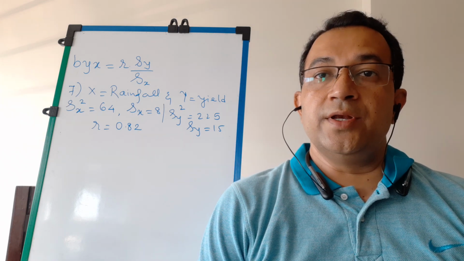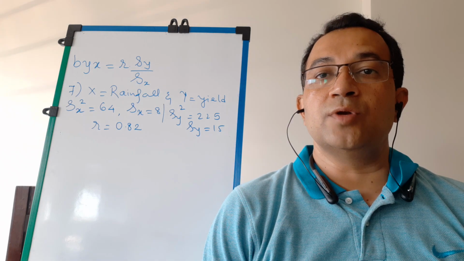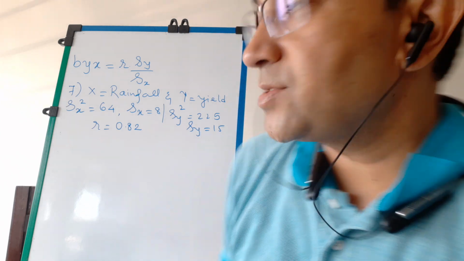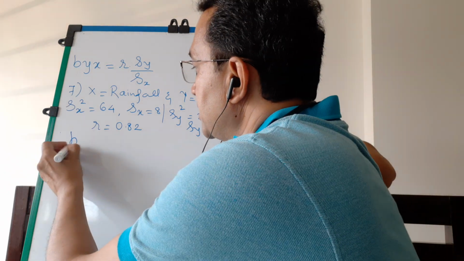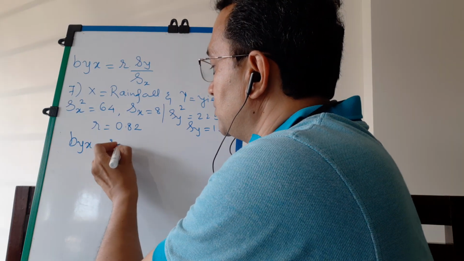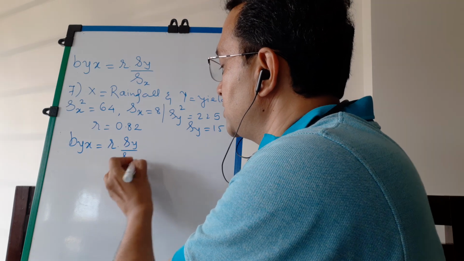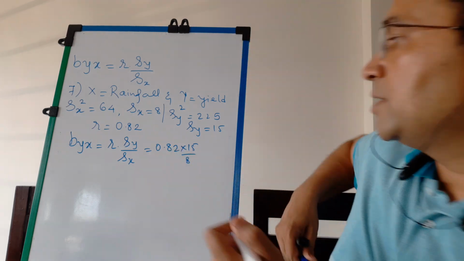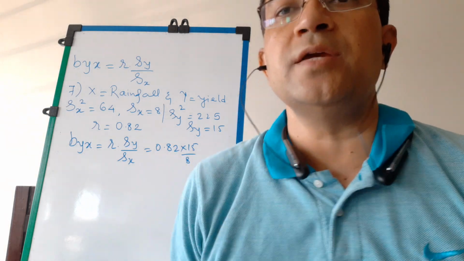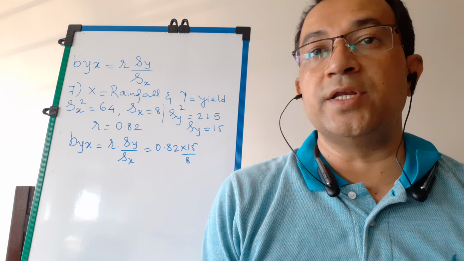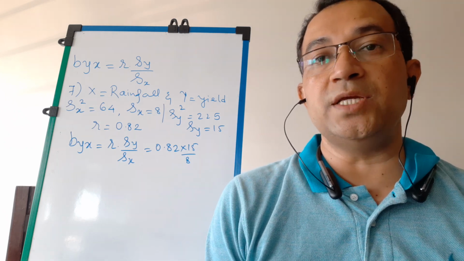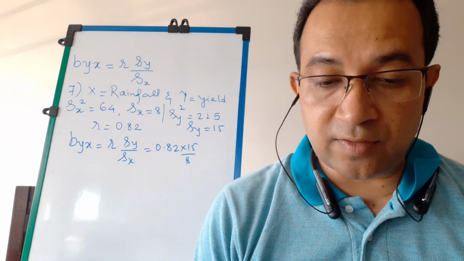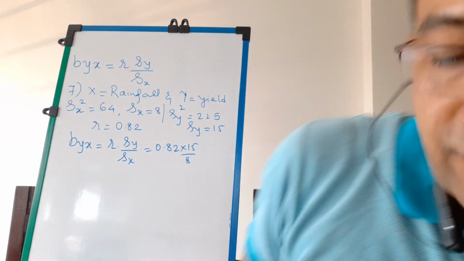So students, now we have to use the formula byx is equal to r into sy upon sx. So the regression coefficient byx is equal to r into sy upon sx, 0.82 into 15 upon 8. Students, this will give us the value of regression coefficient B. And B we have calculated, students. The answer of B is 1.54.